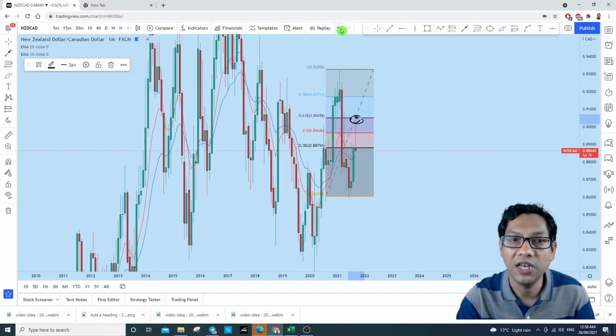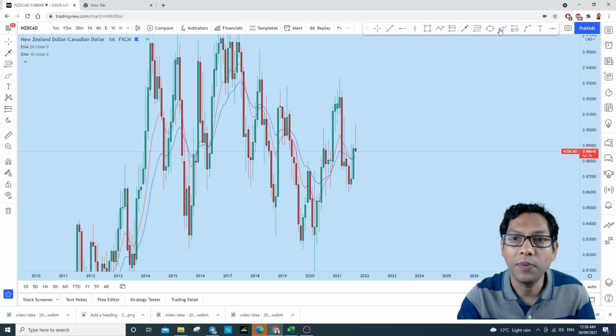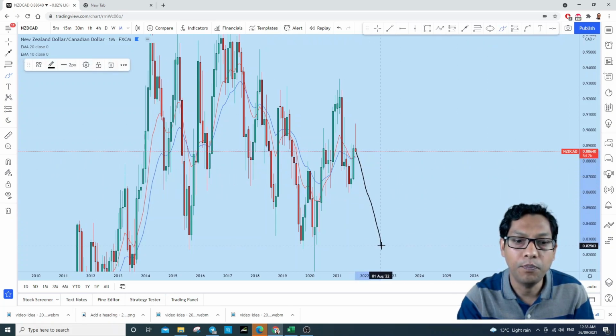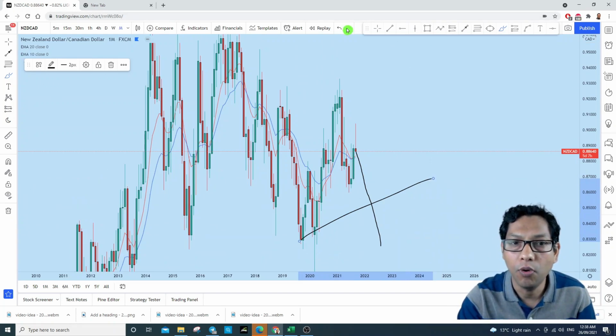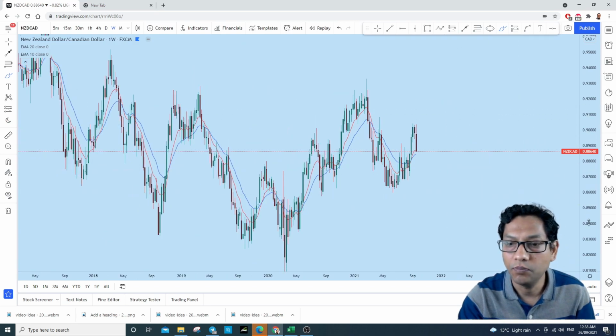What we have seen is that NZDCAD retraced exactly to the 61.8% Fibonacci level, which is considered the golden ratio. Now from here what we can expect is a clear push to the downside, maybe to this level. It's a big move on the monthly. Now let's go down to the weekly time frame to see what's happening.